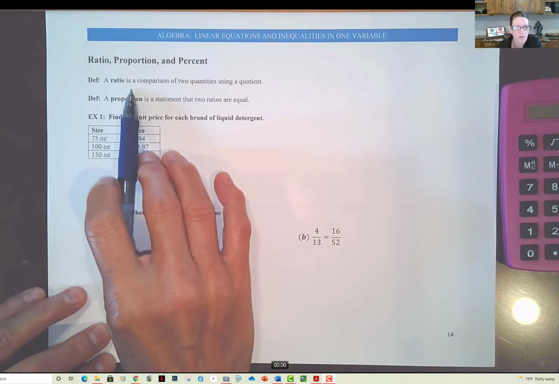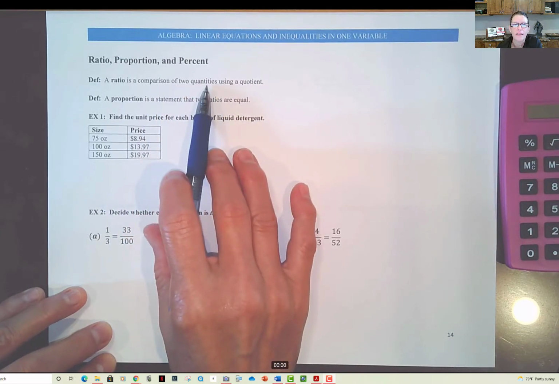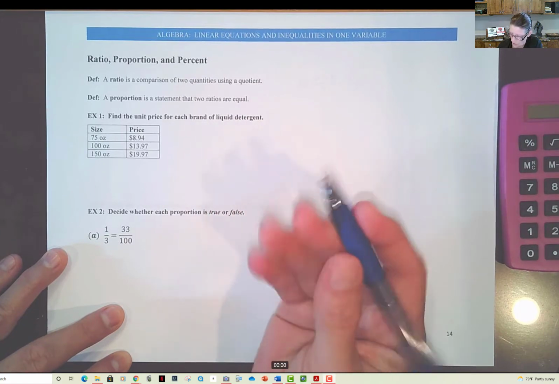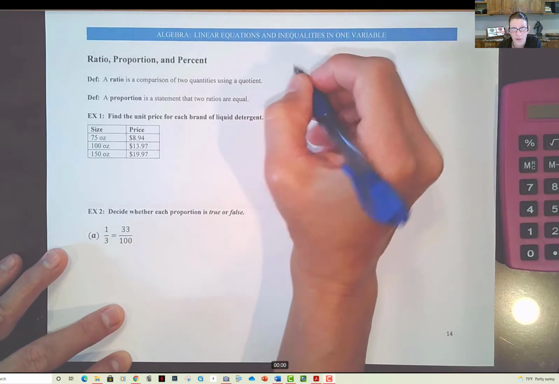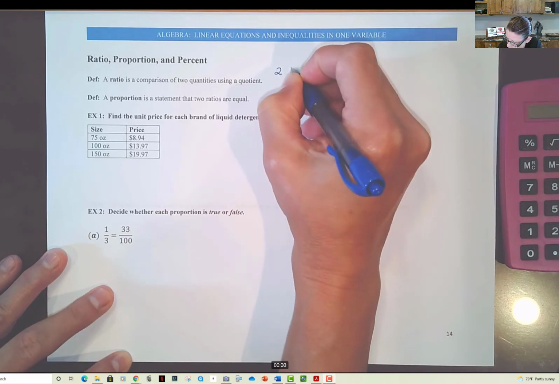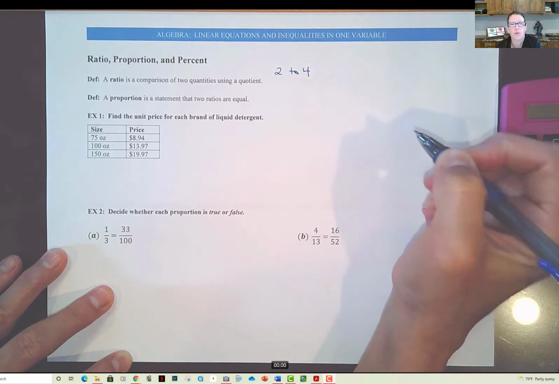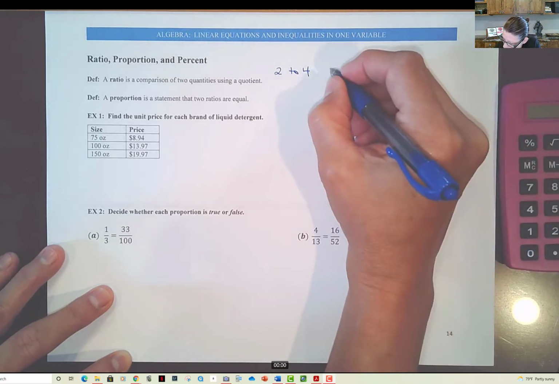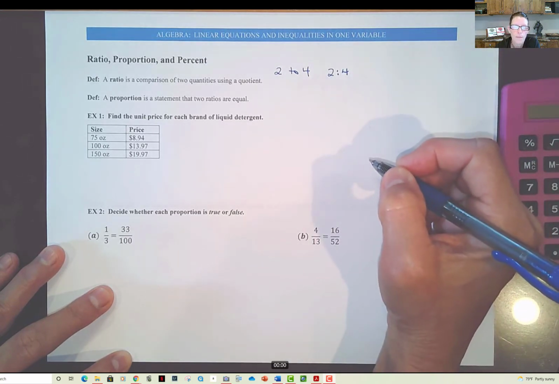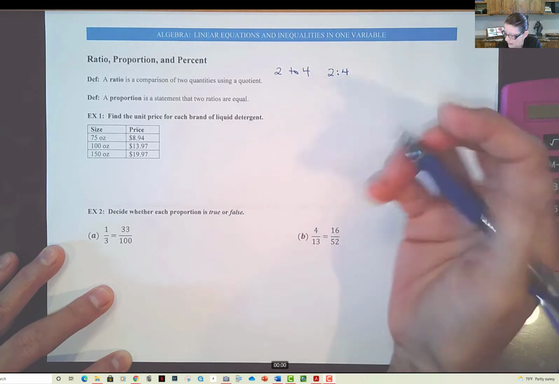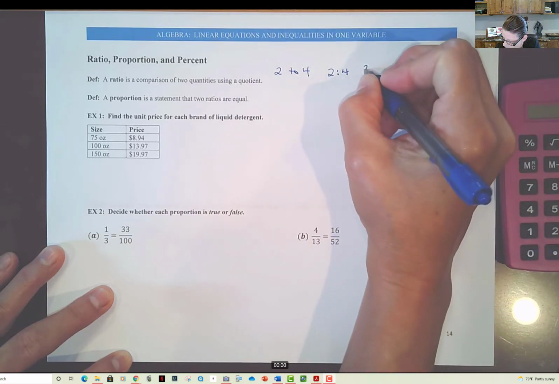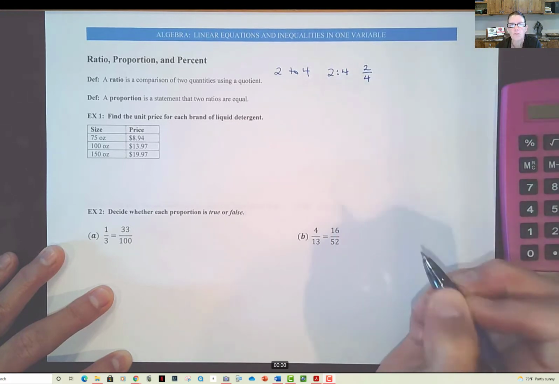Well, a ratio is a comparison of two quantities using a quotient. Now, there are three ways that we can express a ratio. We might say that the ratio of dogs to cats on the Daniels farm is 2 to 4 and express this in words. We may also use the colon to express a ratio 2 to 4, but most conveniently we would use a quotient or a fraction to express a ratio and write this as 2 to 4.